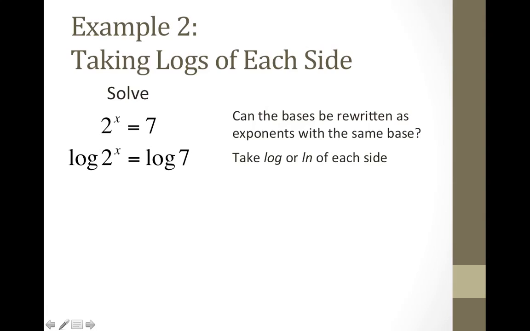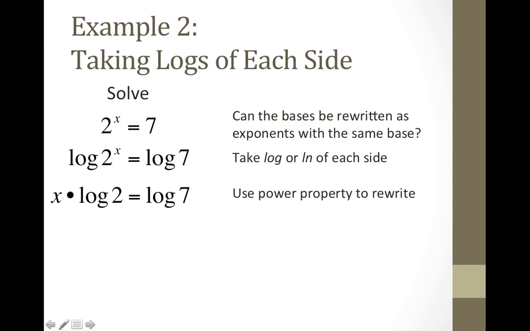What that does then is it allows me to use the power property for logarithms to rewrite the left side by bringing this exponent down in front and multiplying it by the log of 2. And what that allows me to do then is to sort of access this x. As long as the x is up here in the exponent spot, I can't really get to it. I can't solve for it or get it isolated. But by rewriting it using our properties, now it's down here where I can work with it.